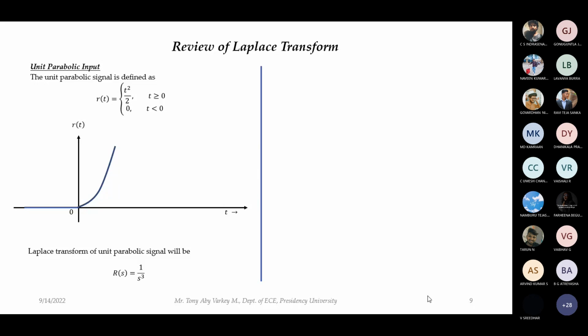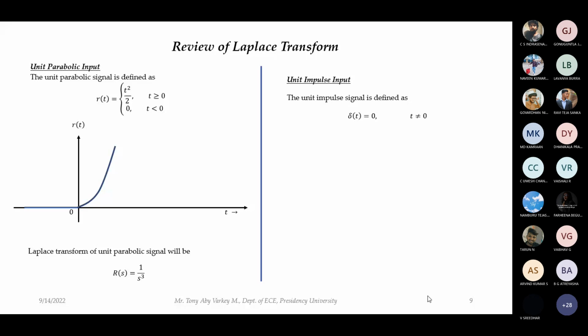Now, one more important signal is known as the unit impulse input. So unit impulse input is defined like this. It is equal to 0 when t is not equal to 0. It is denoted using del of t, so small delta is used. Small delta of t is equal to 0 when t is not equal to 0, which means that it has value only when t is equal to 0. At all other time instances, the value is 0. So it is defined like this.